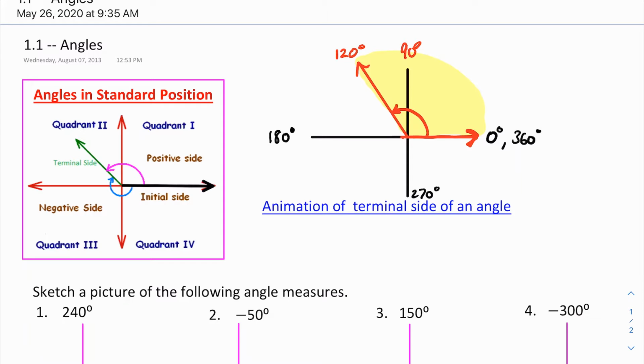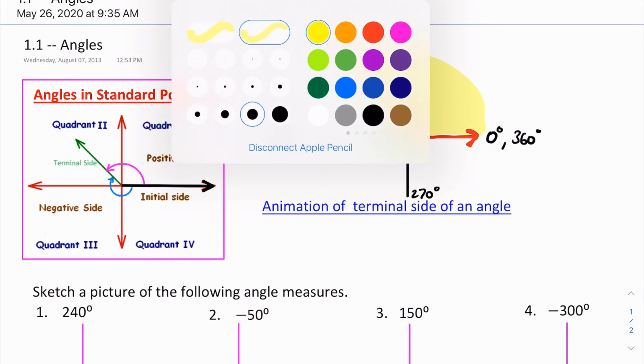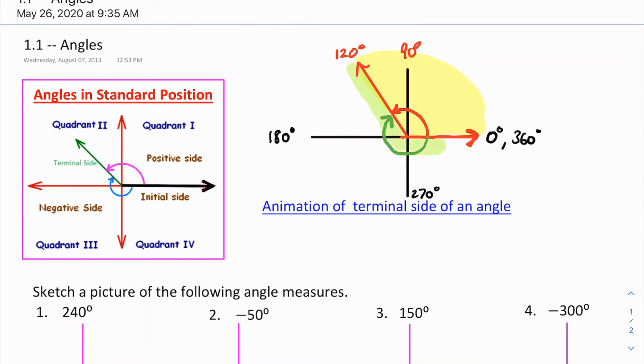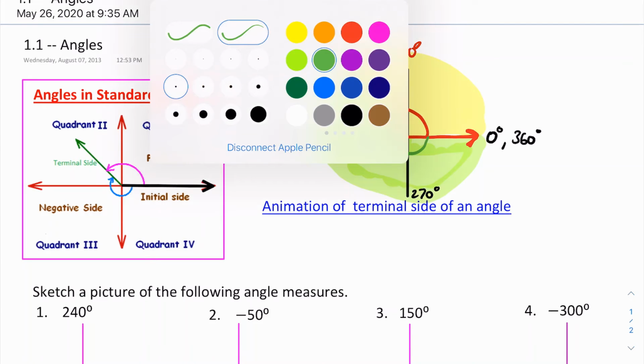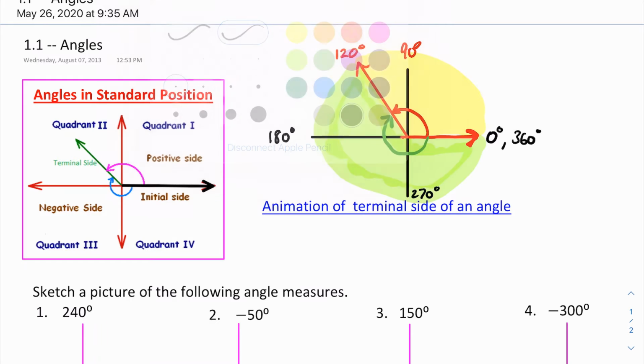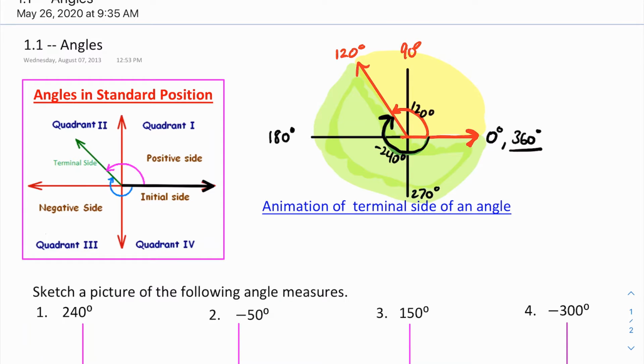So in this picture that's here, you should be able to figure out how big that angle is on this side. Some of you probably already have the answer. The angle going counterclockwise, the positive angle, this one right here, is 120 degrees. Then the one going in the opposite direction, clockwise, is negative 240 degrees, because the entire circle is 360 degrees.